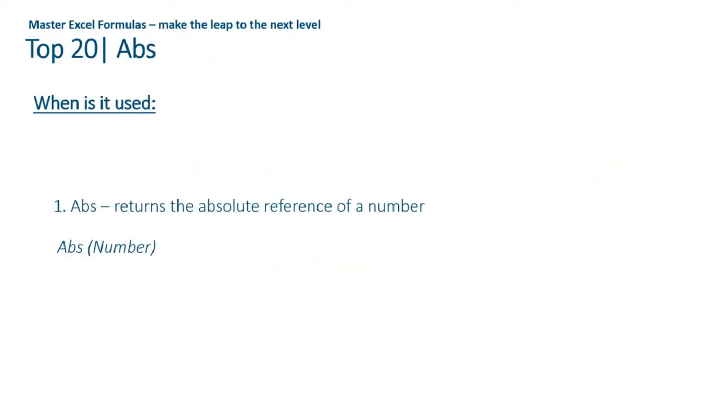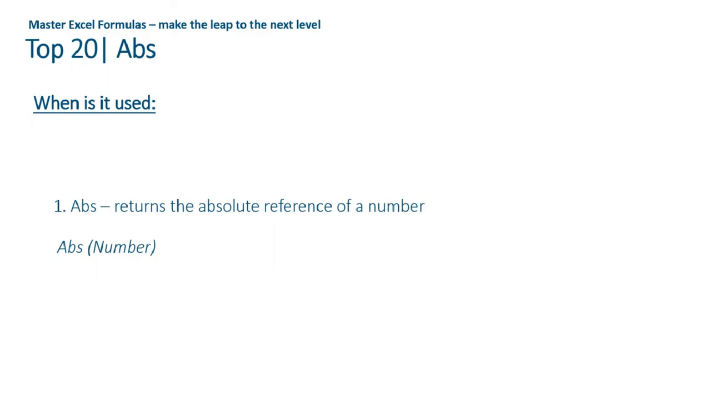Right, now just to go back to the presentation, the next set of formulas is only one again, the absolute formula, or the ABS. It returns the absolute reference of a number. So what does this mean really?